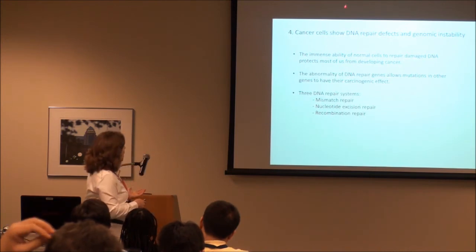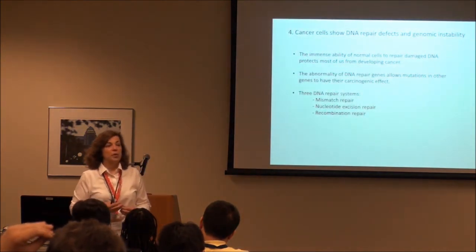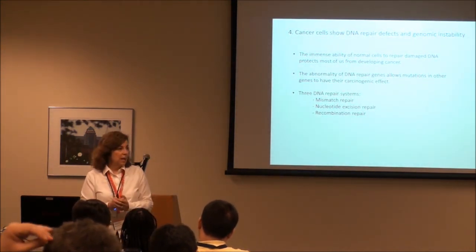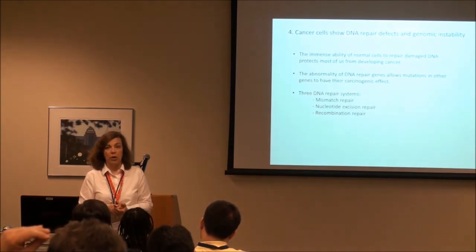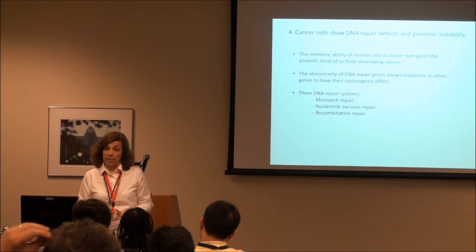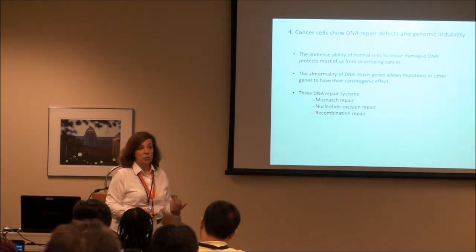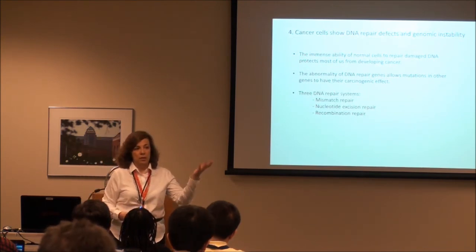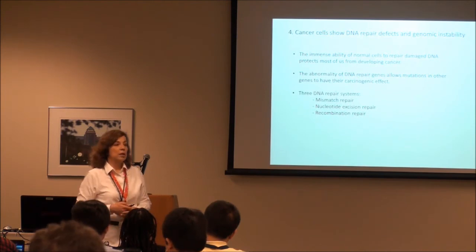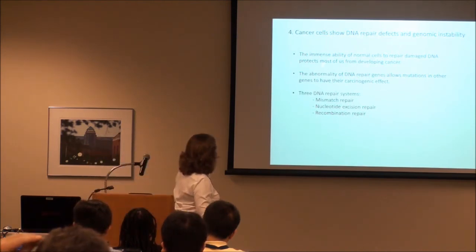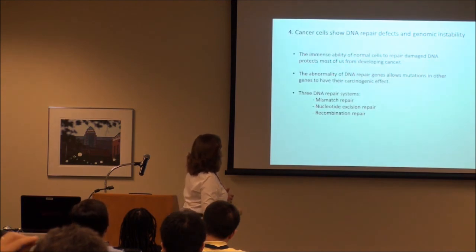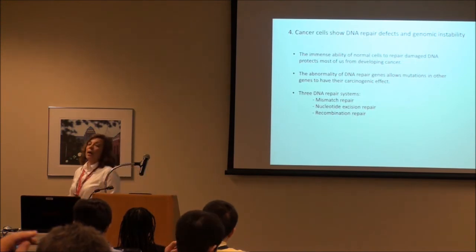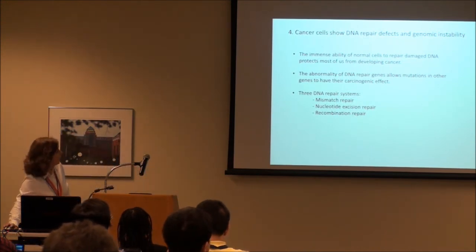However, if there is a problem, a mutation, a change in the repair mechanism, guess what? The DNA molecules, your genes, are going to suffer mutations. They're not going to be repaired. And it's very possible that some of these unrepaired mutations are going to be on the genes that are regulating cell growth, the cell cycle, or inhibiting the growth signals. So these abnormalities of DNA repair genes allow mutations in the other genes that might have an effect on the development of cancer.